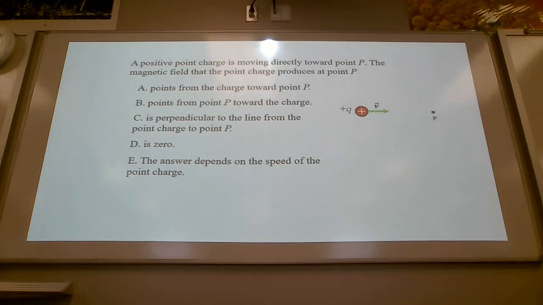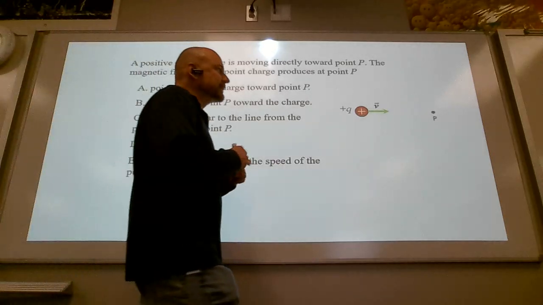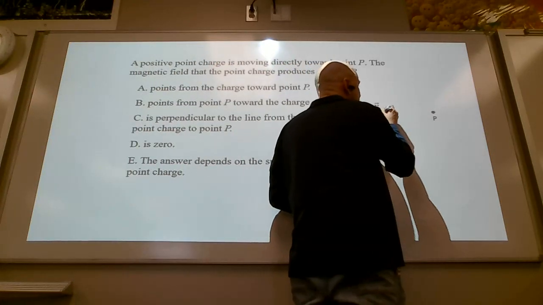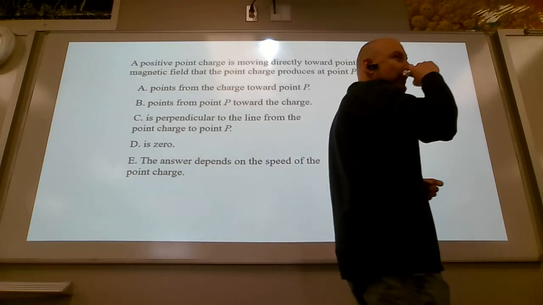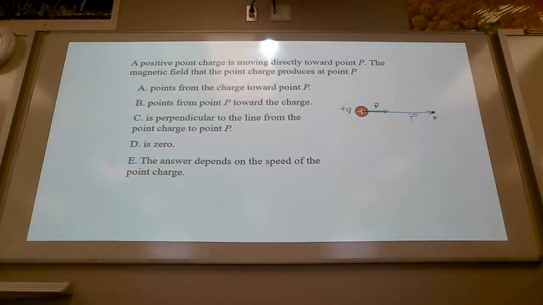Correct answer is D. Okay. Here's the radius vector. There's no component of velocity that is perpendicular to that radius vector. You okay with that?